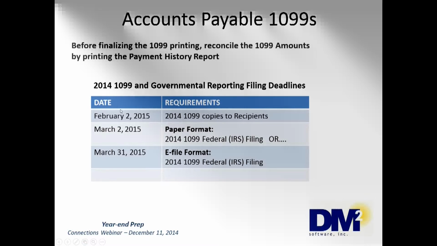And the reporting deadlines are pretty much the same as with the W-2s. Again, February 2nd is the deadline for the recipients. If you choose paper format, this is your deadline. If you choose to e-file, then Atrix will be doing that for you on March 31st.